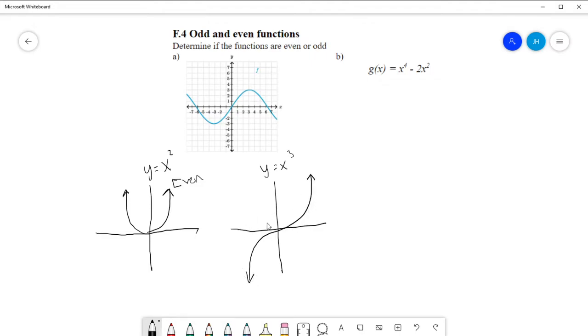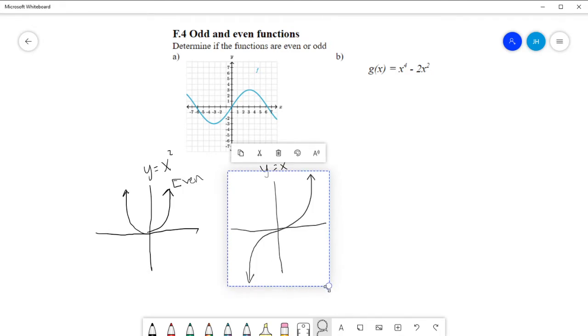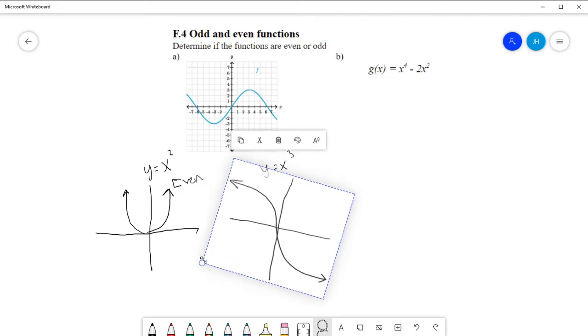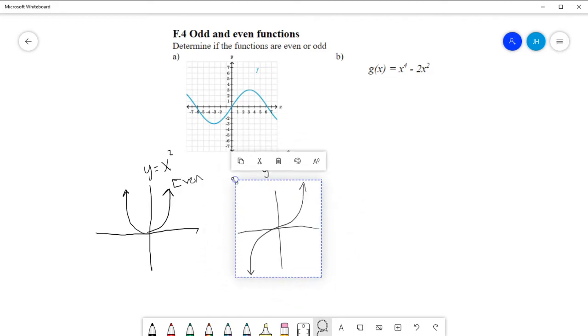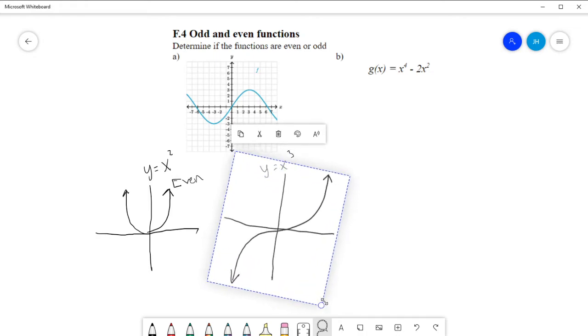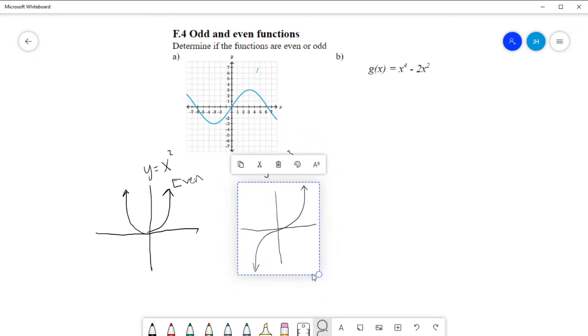Now, in reality, what's going on here is that the right-hand side is the same as the left-hand side if you look at it as a reflection over the y and the x-axis. The other way you can think about it is that if I rotate this 180 degrees, it looks the same upside down as it did right side up. So these are the physical, graphical ways of identifying even versus odd.